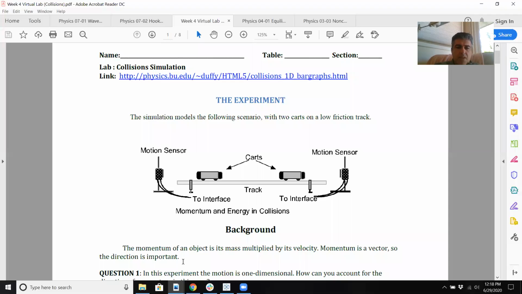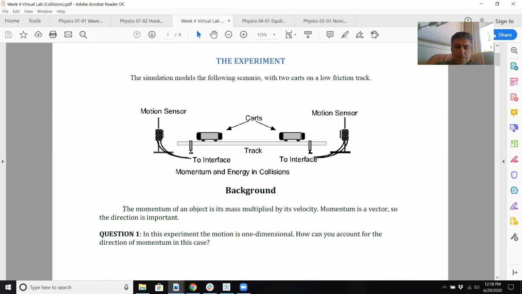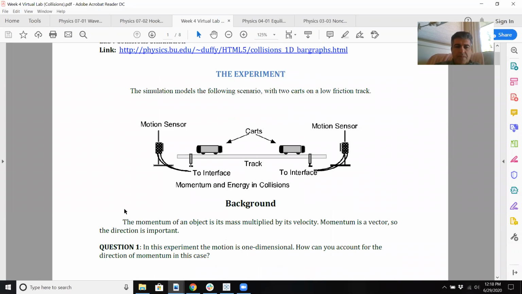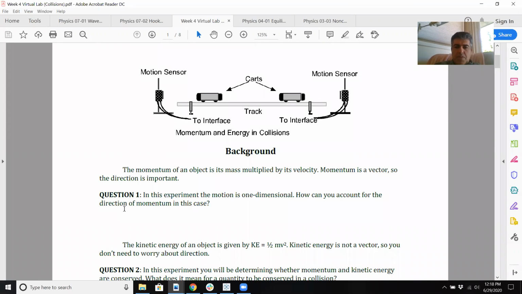Okay. So I guess you have these motion sensors also connected. And we're going to be exploring momentum and energy. So momentum of an object is its mass multiplied by its velocity. We know this. Momentum is a vector, so direction is important. We know this also because velocity is a vector. So question number 1. In this experiment, the motion is one-dimensional. How can you account for the direction of momentum in this case?